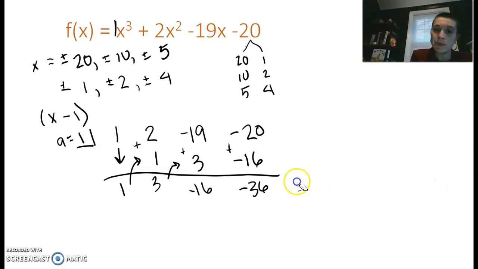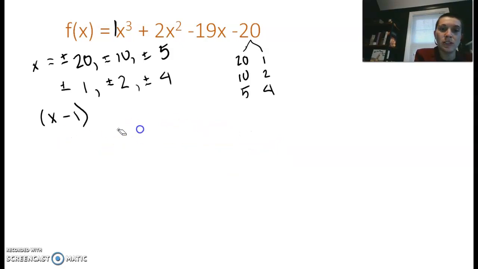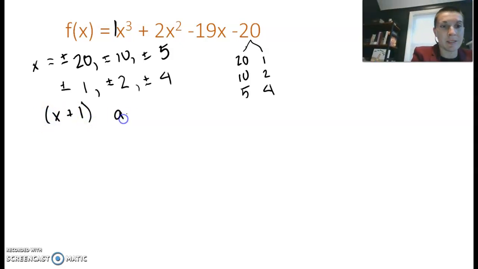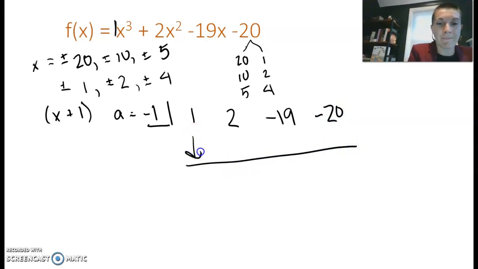So let's keep going. I started with positive 1. I'm now going to do negative 1. So now I'm going to say, okay, maybe it's not x minus 1, maybe it's x plus 1. If I'm saying it's x plus 1, a equals negative 1. So once again, let's do synthetic division. 1, 2, negative 19, negative 20. Pull my 1 down. 1.